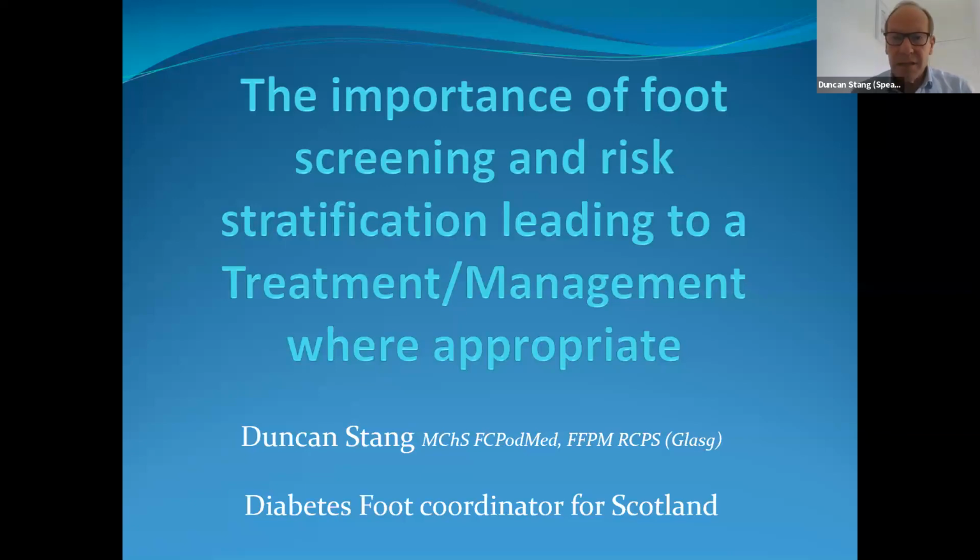At present, I am Diabetes Foot Coordinator for Scotland, but just to let you know, I've been a podiatrist for over 40 years now, and my current role is a non-clinical role. I retired from my hospital clinic 2 years ago, but I now have the role as Diabetes Foot Coordinator for Scotland. As I say, I've worked in diabetes care for just over 30 years now, and I have dealt with all aspects of diabetes foot care. But today, I'm really going to talk to you about screening and risk stratification and what all that means for you as a person with diabetes.